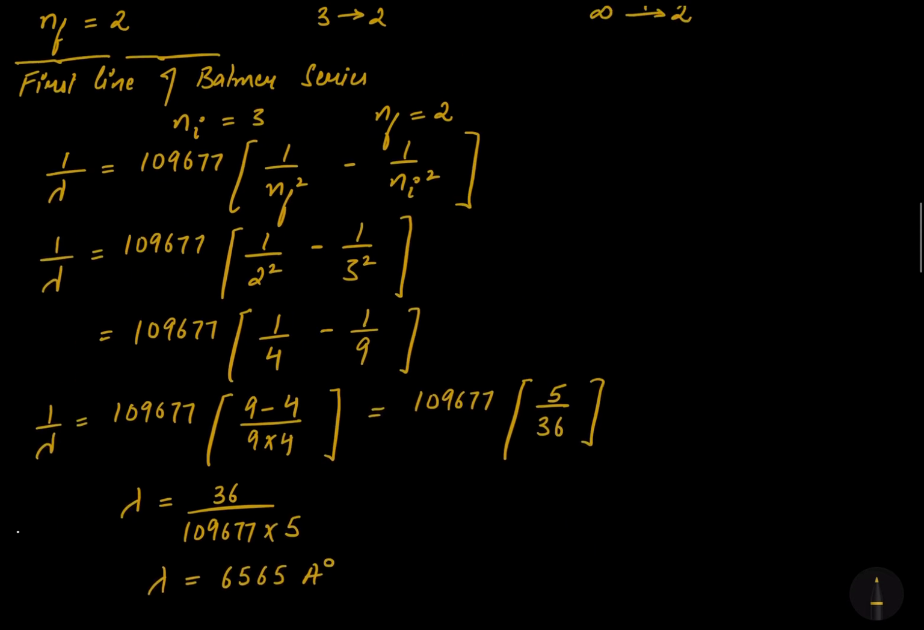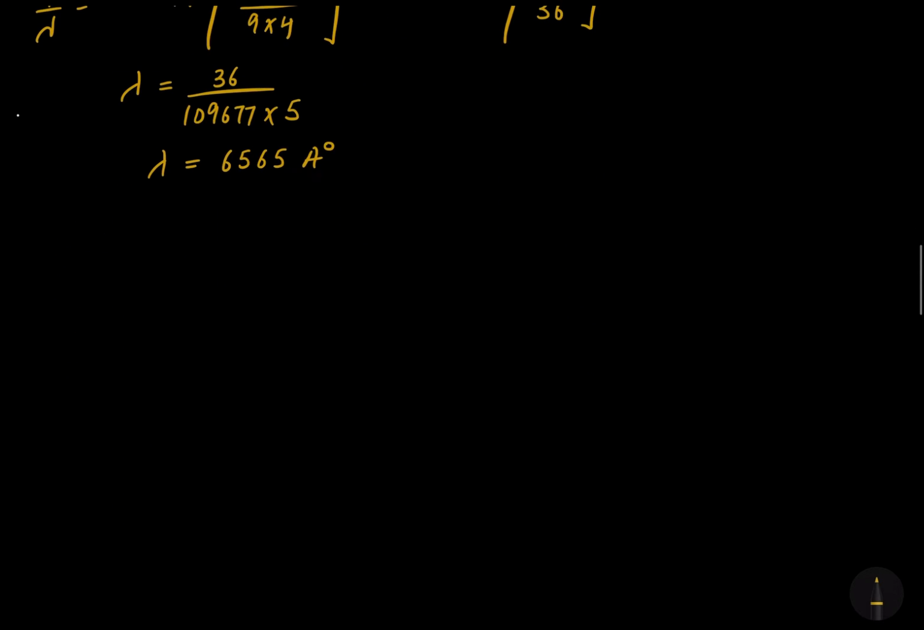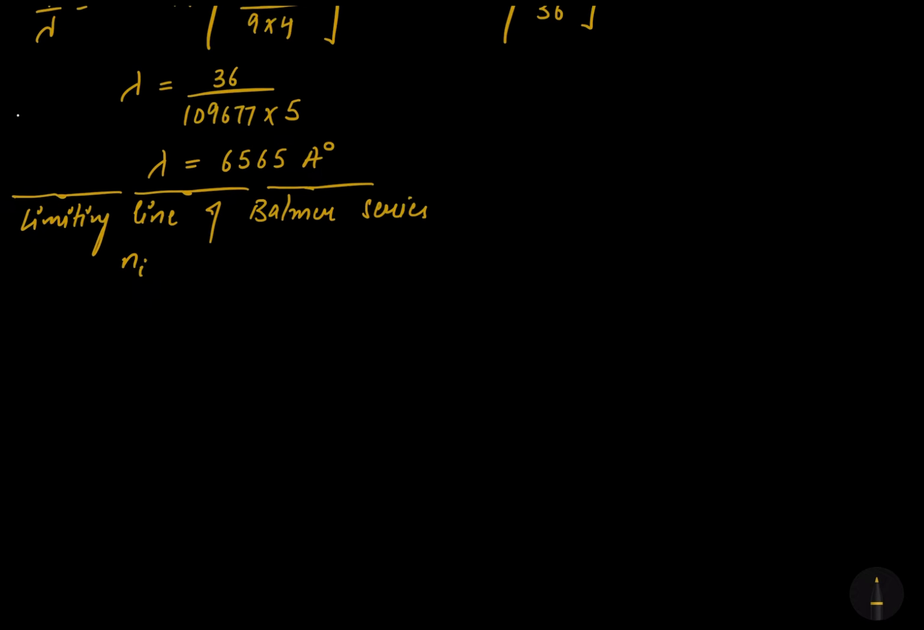So now let's evaluate for the limiting line. I'm taking the second part of the question. I'm evaluating the wavelength for the limiting line of Balmer series. For the limiting line of Balmer series, the n initial comes out to be infinity and the n final comes out to be 2.